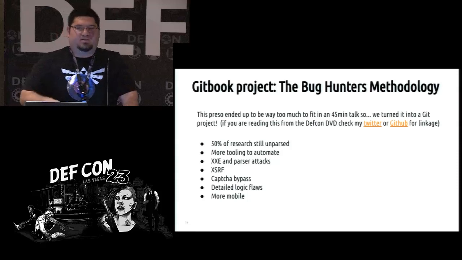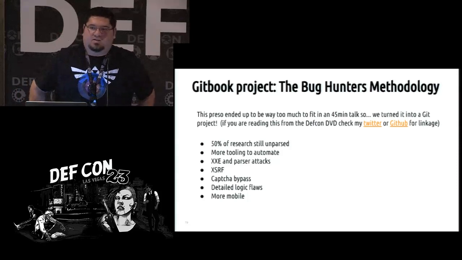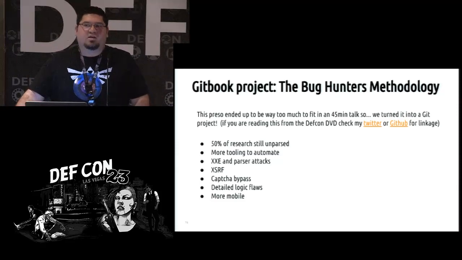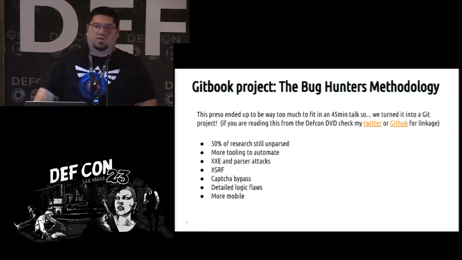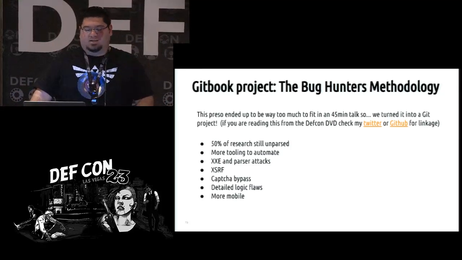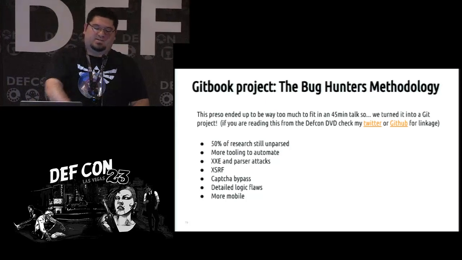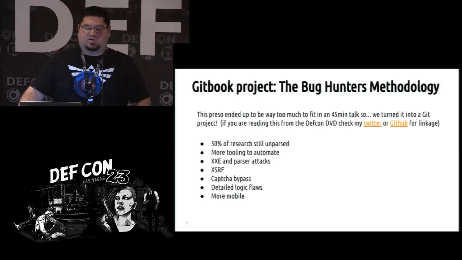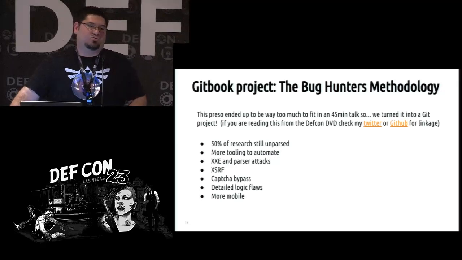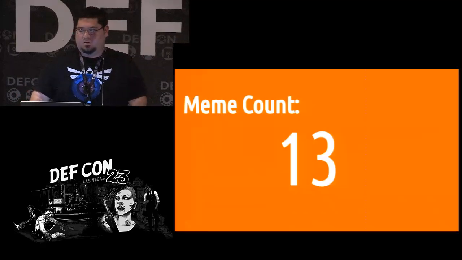Also, there's a lot of stuff that didn't get put in here. There was a lot of data that I didn't get to parse, so 50% of the data is still unparsed. So I'm going to put it up on GitHub as a Gitbook, I think, or maybe just Markdown. And you can contribute to it if you care enough. If you just want to take it and use it, that's fine. Stuff to go in there: more tooling that I found, XXE, that's actually meant to say SSRF, a whole bunch of cool SSRF techniques, CAPTCHA bypass, more detail on logic flaws, and Android mobile tools that I use often.